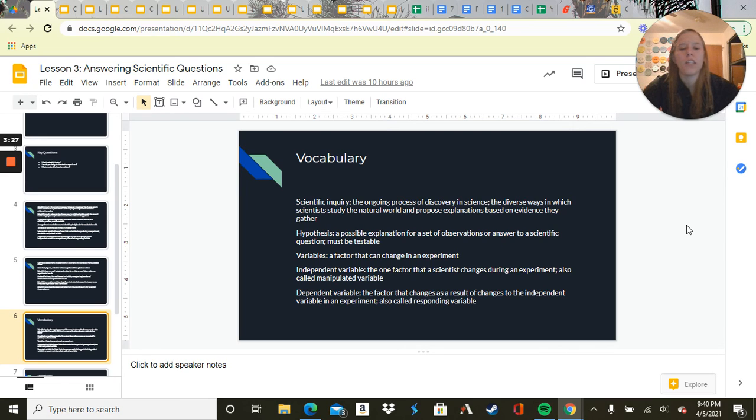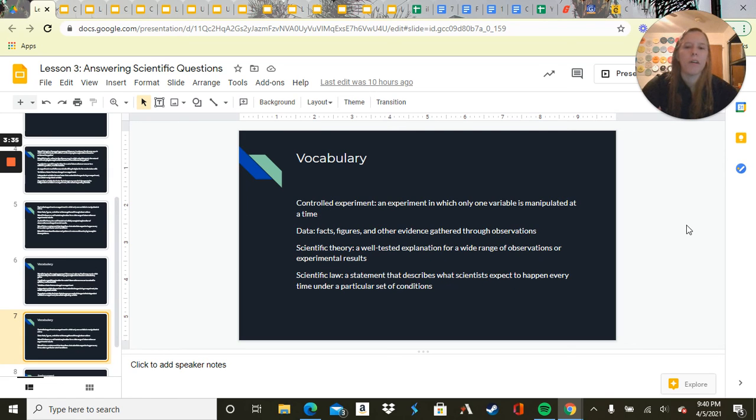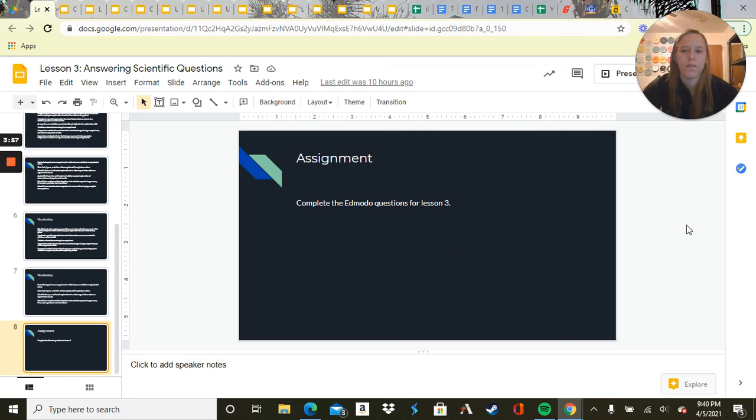Dependent variable, the factor that changes as a result of changes to the independent variable in an experiment, also called the responding variable. Controlled experiment, an experiment in which only one variable is manipulated at a time. Data, facts, figures, and other evidence gathered through observations. Scientific theory is a well-tested explanation for a wide range of observations or experimental results. Scientific law is a statement that describes what scientists expect to happen every time under a particular set of conditions.